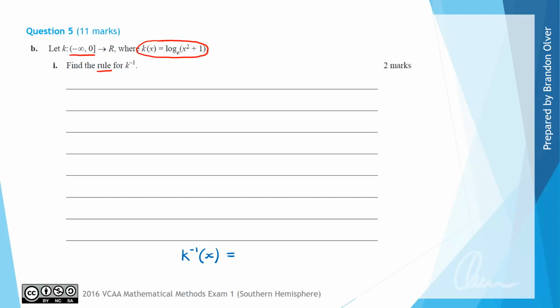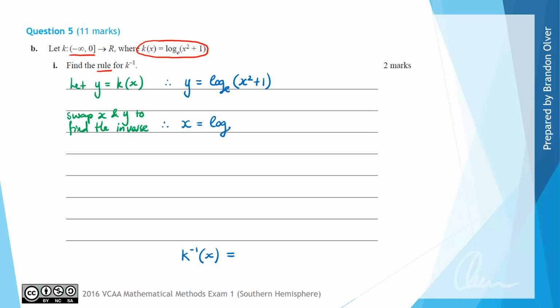So the process of finding the inverse, the first thing we're going to do is let y equal the function k of x. So therefore we get y equals log e of x squared plus 1, and then we're going to swap the variables x and y to find the inverse function. So therefore we have x equals log e of y squared plus 1. And now we need to solve for y.